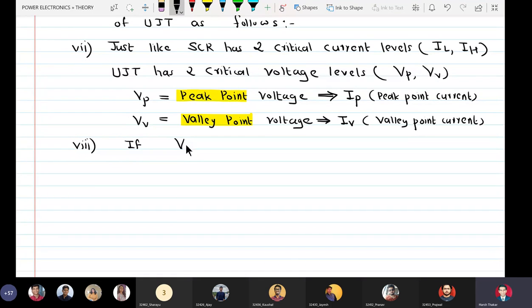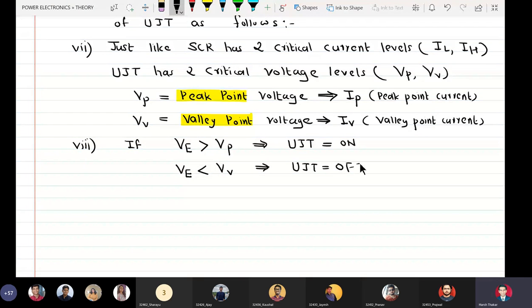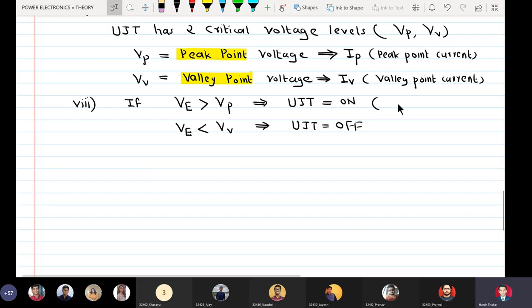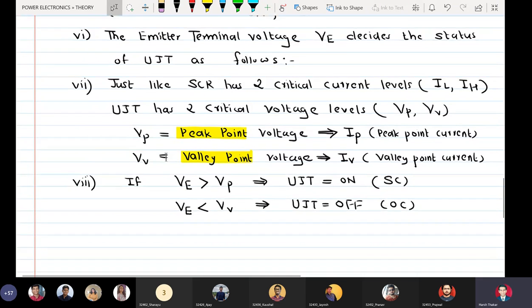Now, if the emitter voltage VE is greater than the peak point voltage, UJT becomes on, and if the emitter voltage falls below valley point voltage, then UJT becomes off. So we can say the device acts as a short circuit, or the device acts as an open circuit.